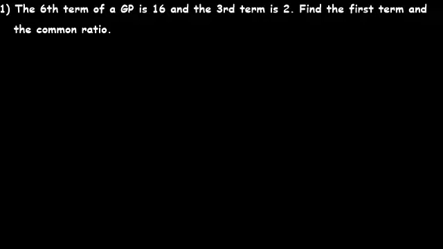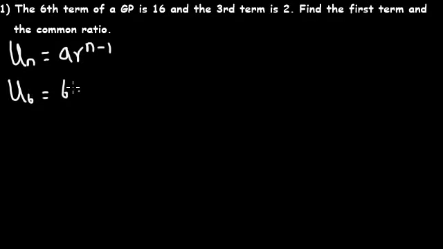Example number 1. The sixth term of a GP is 16, and the third term is 2. Find the first term and the common ratio. So let's begin by writing the general term of a GP. We said u of n is a r to the power of n minus 1. Now they said the sixth term, u of 6, is equal to 16. According to this statement, the sixth term is 16. Similarly, they said the third term, u of 3, is equal to 2.